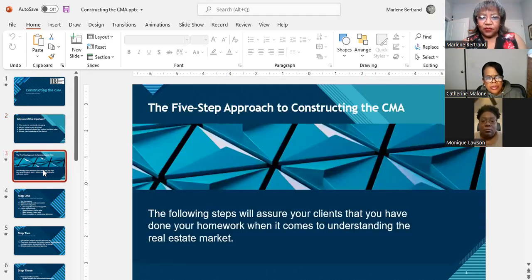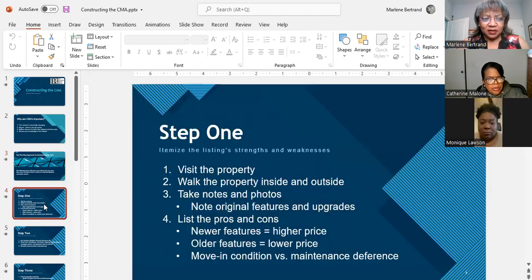Okay, so I put together a 5-step approach. I kind of broke it down into what exactly we need to do when we're doing a CMA. And when you present a CMA correctly, it doesn't have to be something super duper fancy, it just has to contain data. There's certain data that's important in constructing that CMA. It shows people that this person really knows what they're talking about. So let's go right in.